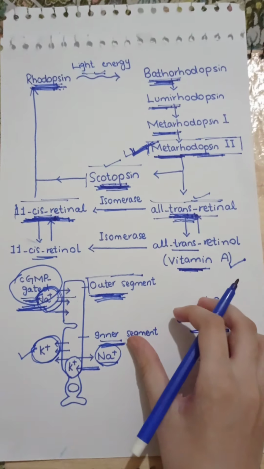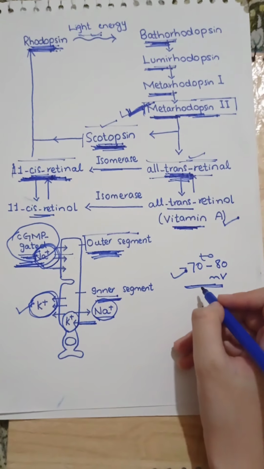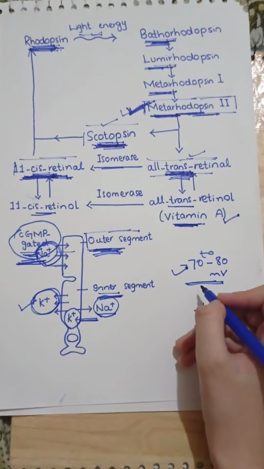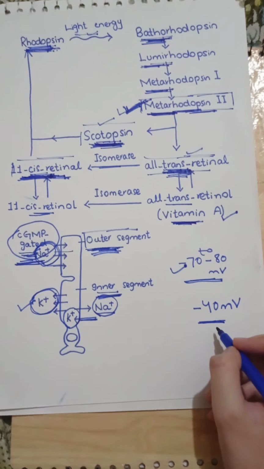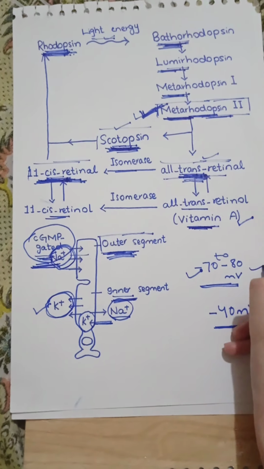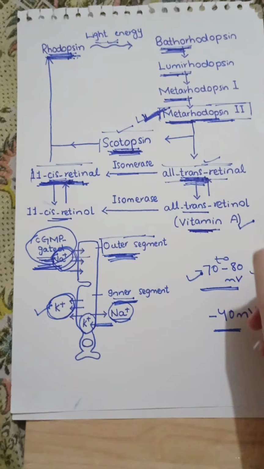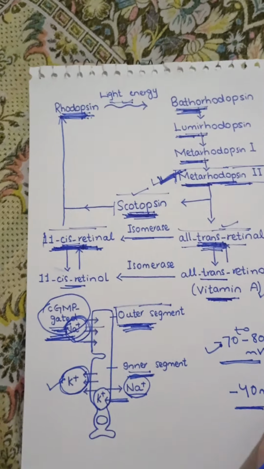The normal membrane potential inside a sensory receptor is minus 70 to minus 30 millivolts, but it is minus 40 millivolts in the case of the rod cell. We can see that this is much reduced electronegativity as compared with other sensory receptors. Let's see what's the reason behind this.